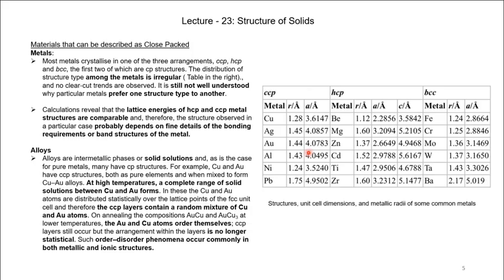So there is no norm about it, but probably the fine details are the bonding requirements and band structure of the metals. So I would say there is no one specific reason saying that this metal will crystallize with a cubic close packed structure, or that metal will crystallize with a hexagonal close packed structure because of this reason.